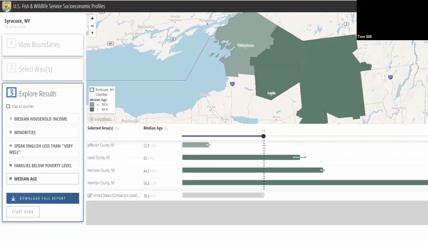And then lastly, median age is the last socioeconomic indicator on this initial view. Jefferson County at the top has a median age of 33, compared to Hamilton County at the bottom here, median age of 56. So maybe we focus our efforts on more youth programming in Jefferson County. Just some initial takeaways I got just from looking at this briefly.